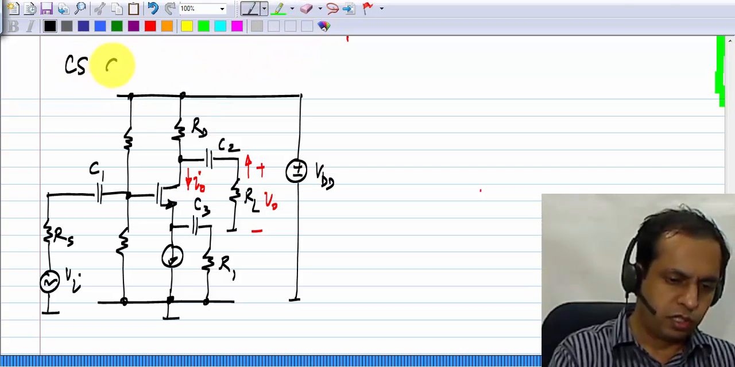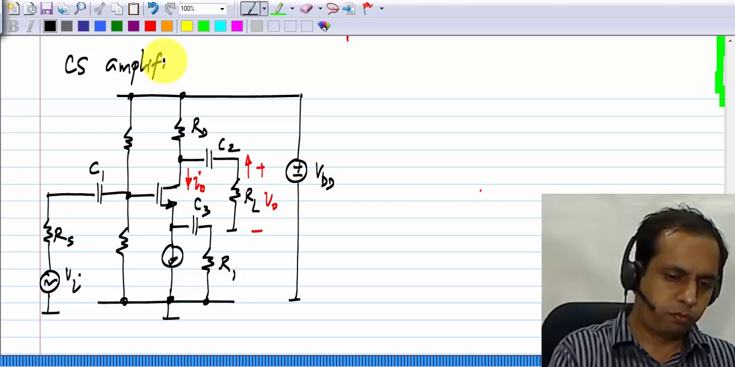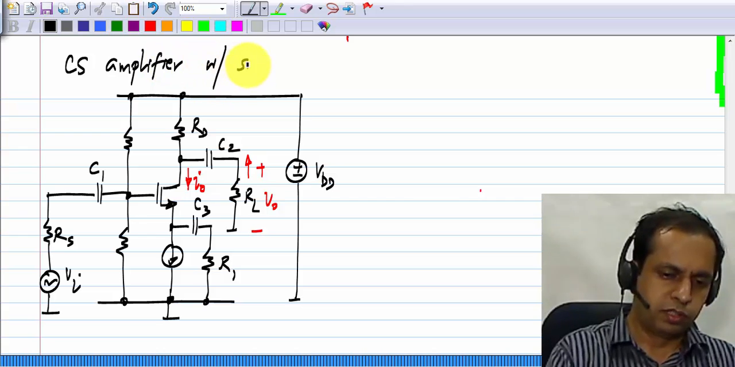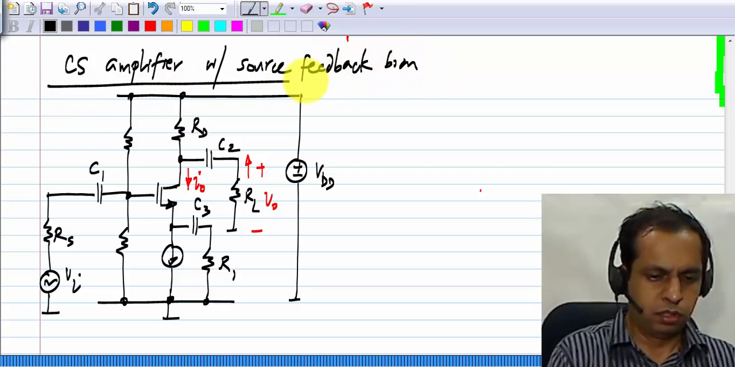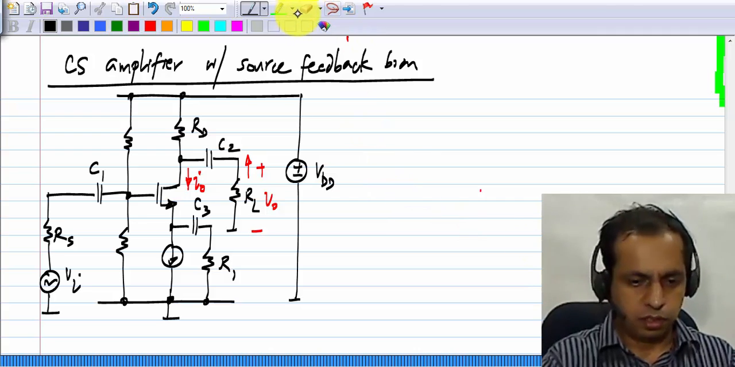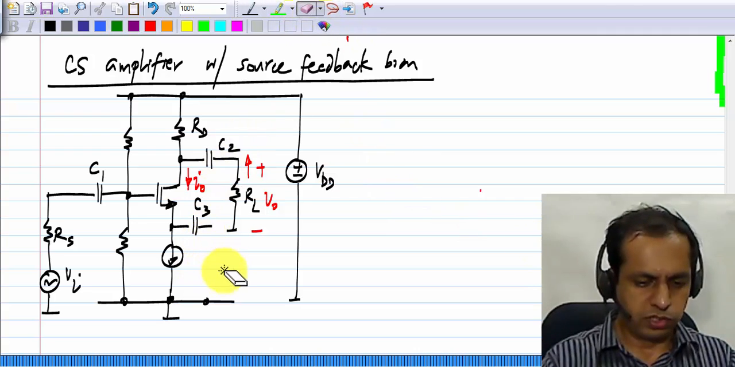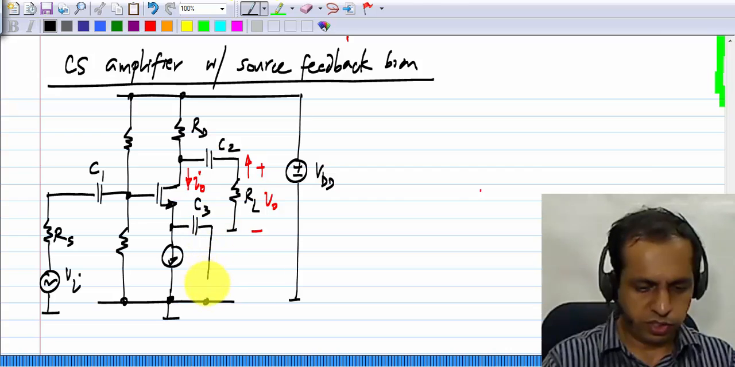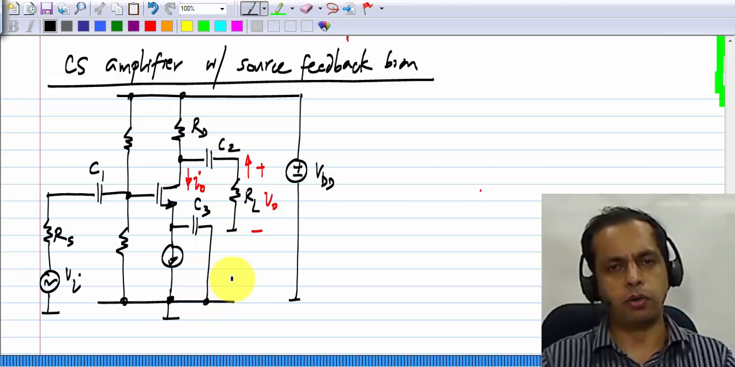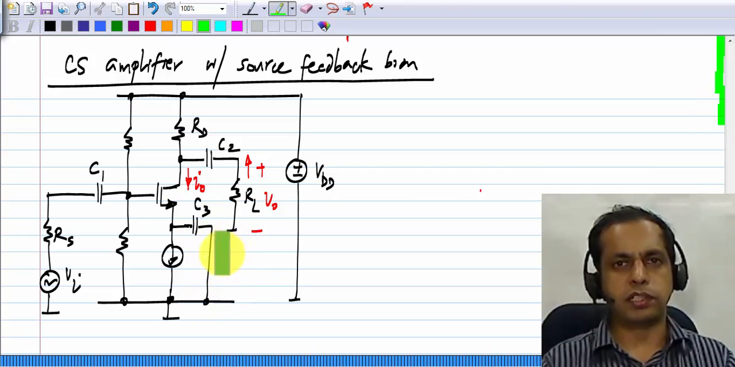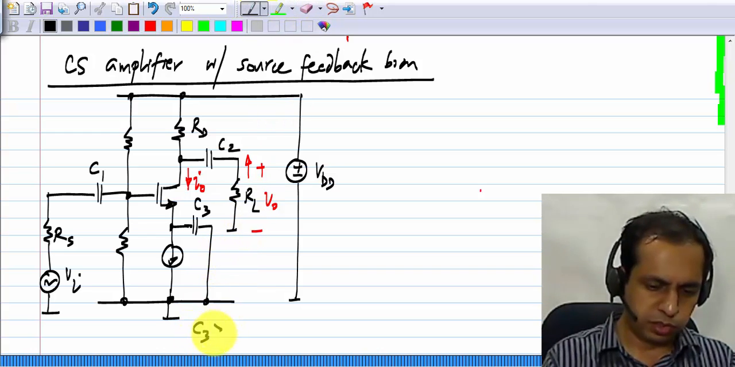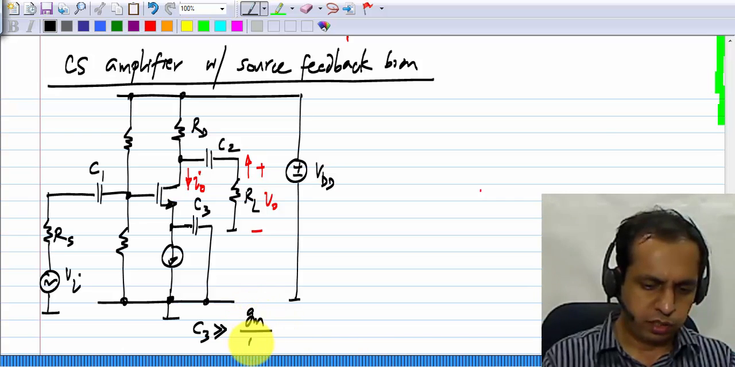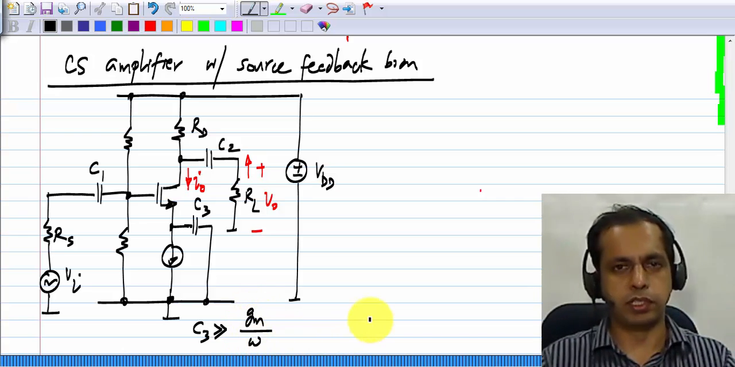Common source amplifier with source feedback bias. What did we have in that case? The only difference between this and that circuit was this R1 was not there, it was short circuited, and C3 was connected directly to ground. You choose C3 such that its reactance is much smaller than 1 by Gm. In other words, C3 is much greater than Gm by omega, where omega is the signal frequency.